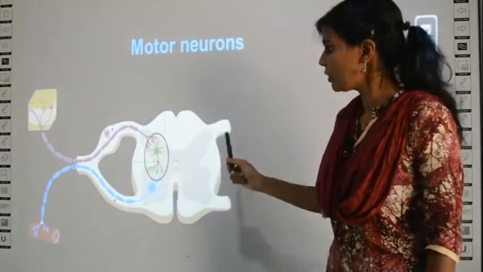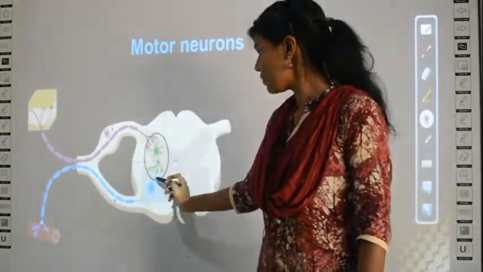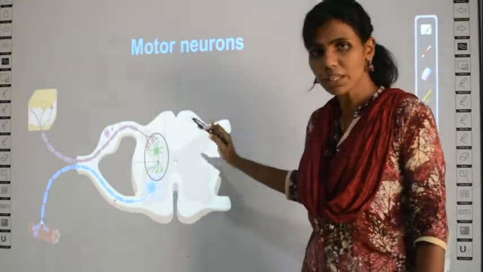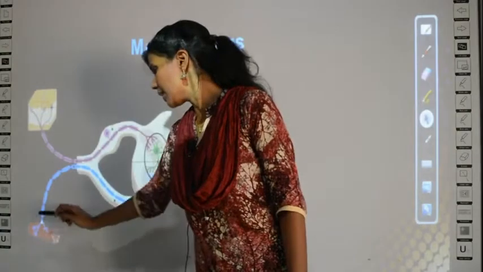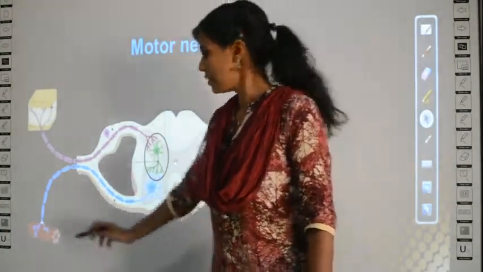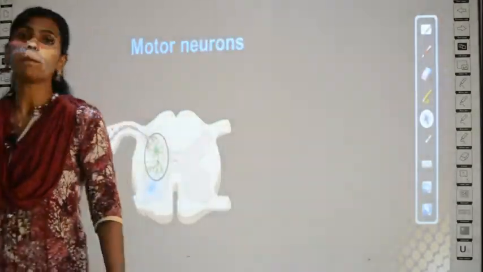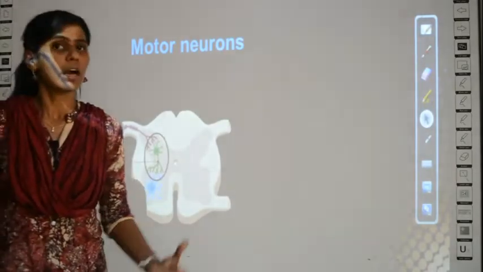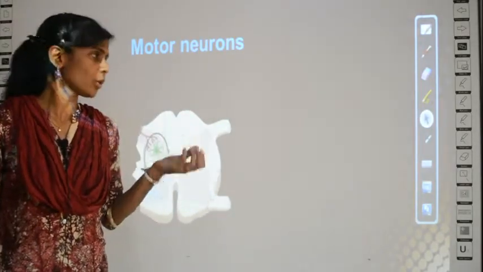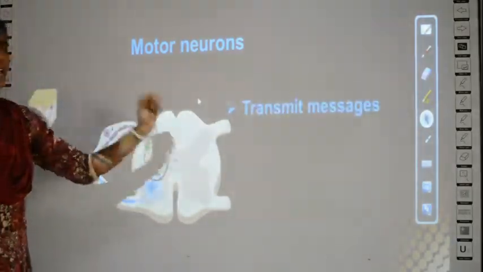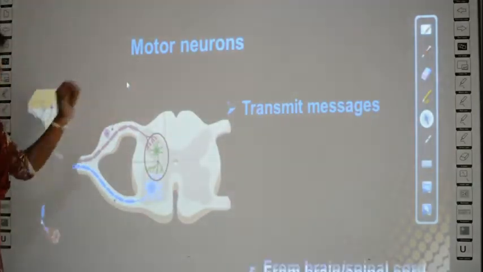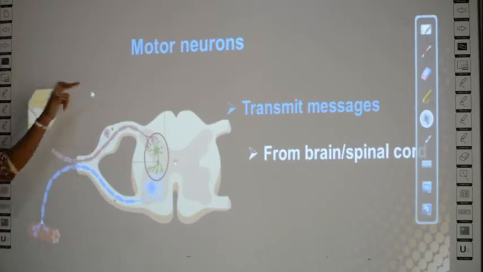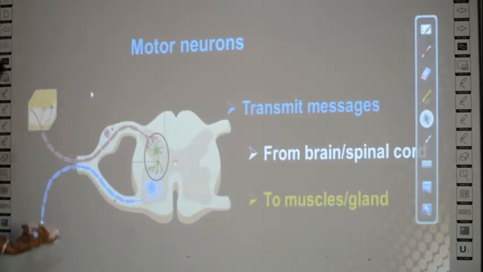What about motor neurons? Where does it start? Can you see here? It starts from the spinal cord, and where does it end? Can you see a red color structure? What is this? This is the structure of muscles. So, the function of motor neurons is to transmit the messages from the brain or the spinal cord to the muscles or the glands.